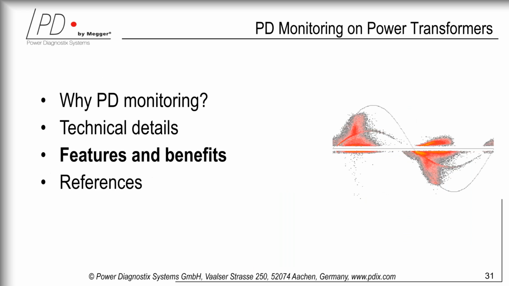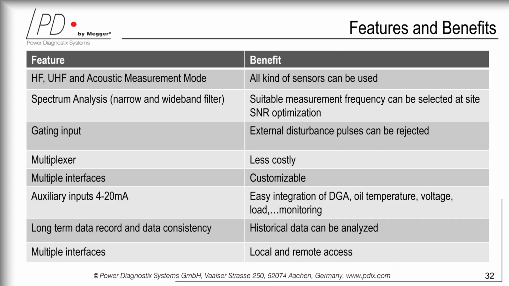So looking a bit at the PD monitoring, what are the features and benefits? I would like to point out that we have, as I mentioned, a variety of ways of looking into the transformer. We have the UHF, we have the acoustic modes, we have the spectral analysis, and these kind of sensors are very useful. But I will say that people will choose how many of these sensors they implement based on the value of this asset.